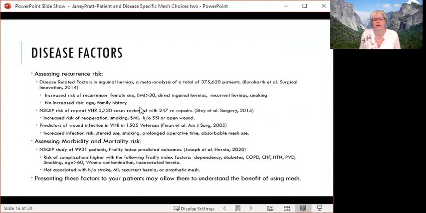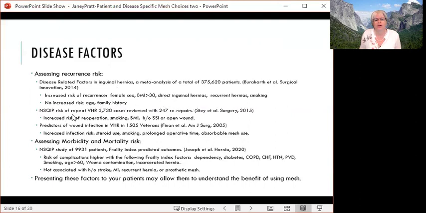So if you have a female patient with a higher BMI and a direct inguinal hernia or a recurrent direct inguinal hernia who's smoking, they have all the risk factors. And there's even more reason that you would need to use a mesh in that particular patient.